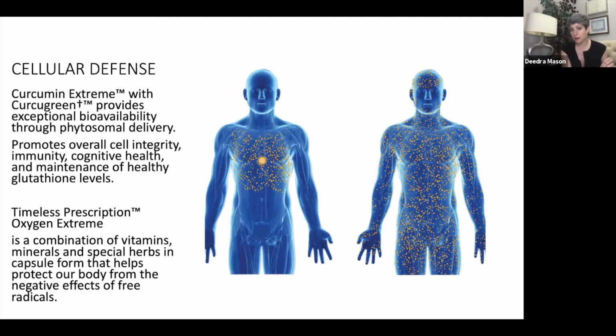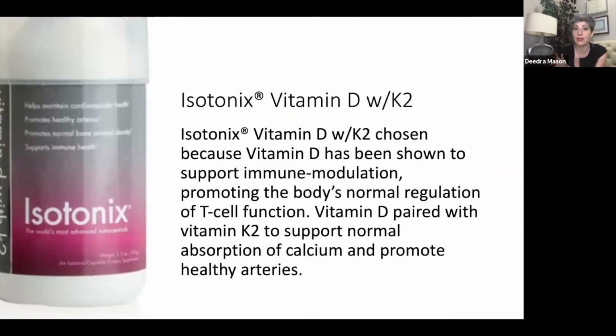Starting with these very unique antioxidants, astaxanthin that works in a completely different compartment or tissue of the body than curcumin extreme, and timeless prescription oxygen extreme that has different free radical scavengers that are supporting other organs of detox, like the kidneys, the lymphatics, the skin. And so what we're doing with the gut guard bundle is we're really giving the body its very best immune defense. You can't talk about immunity without talking about vitamin D.